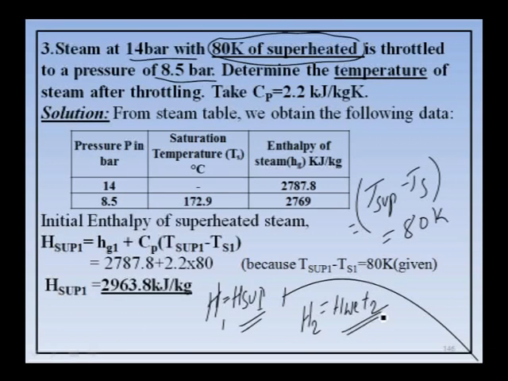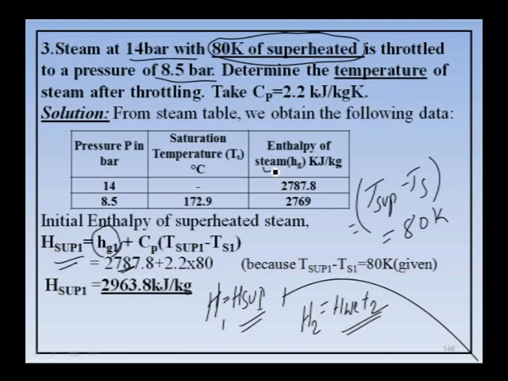What does he want? Determine. Here he doesn't want the final condition of steam, he wants the temperature of steam after throttling. Before, the degree of superheat is given as 80 Kelvin, but after, he wants the temperature of steam, not the condition of steam. So how to work out this problem? First you find the initial enthalpy of steam, that is superheated steam, H sup 1, which we are taking as Hg1. Here also I have directly taken Hg1.